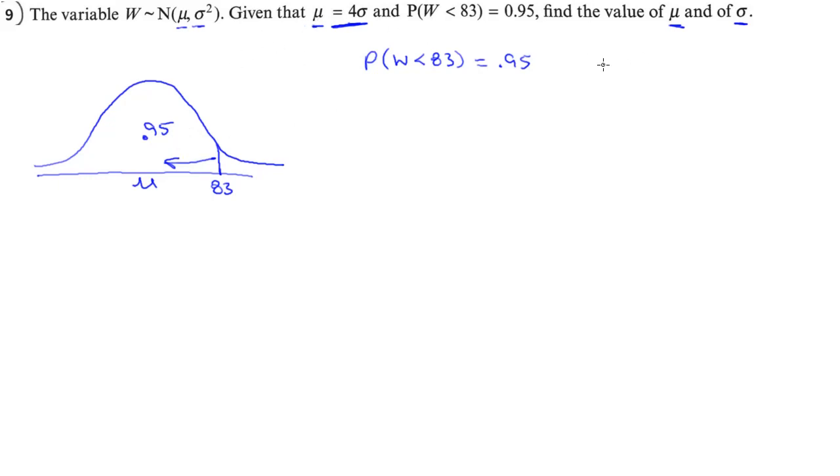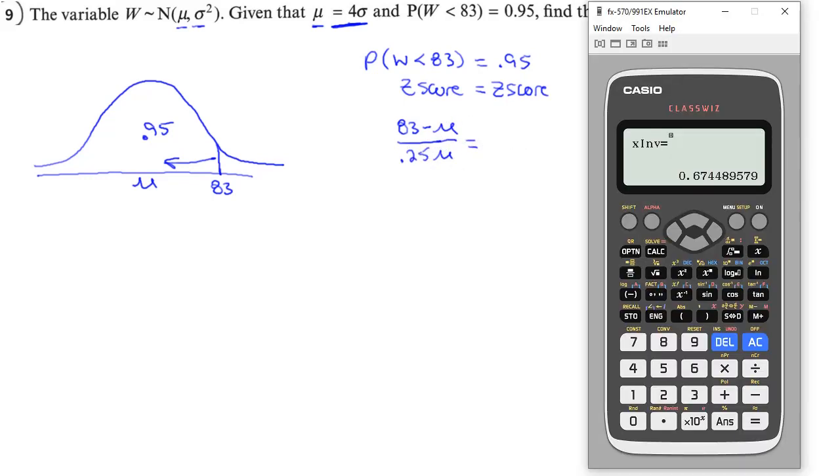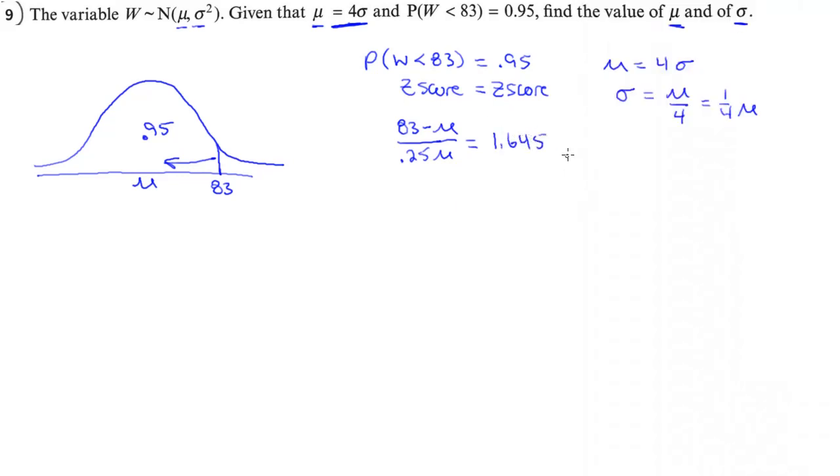And I can tell that the mean is equal to 4 times the standard deviation, which I can change around and find out the standard deviation is equal to the mean divided by 4. So if I go back to do what I was doing before, the z-score equaling the z-score, I have 83 minus the mean all divided by 1/4 the mean, or we can make it 0.25 the mean, equals the z-score for 0.95. We're going to the right, so we just got to put in the 0.95. We get 1.645.